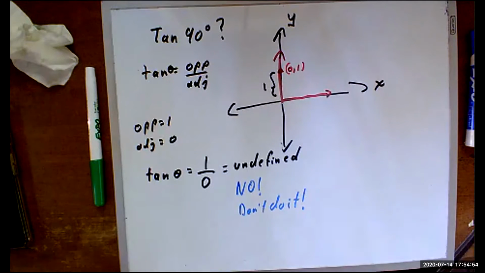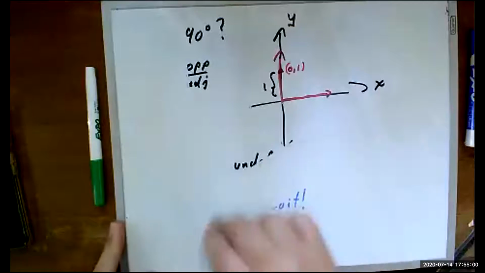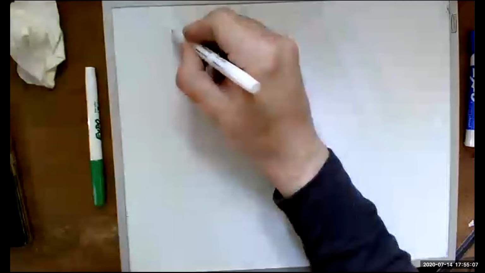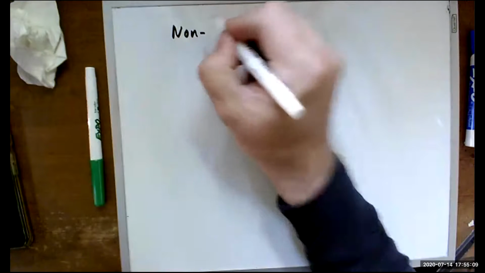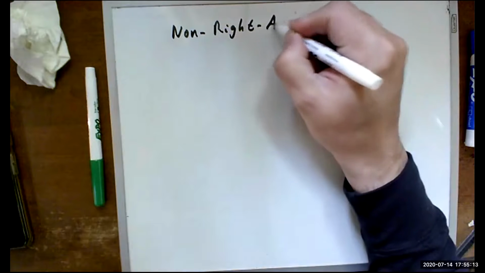Okay, one last thing to talk about. What happens if we are not dealing with a 90-degree triangle? Well, there's a couple of things, but you're only responsible for one of them, so we're going to talk about it. Non-right angle triangles.